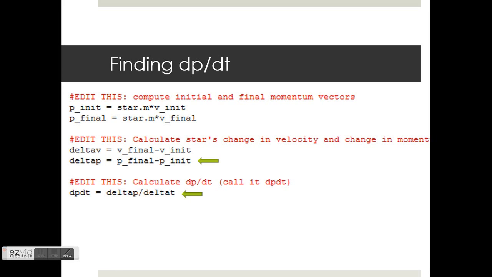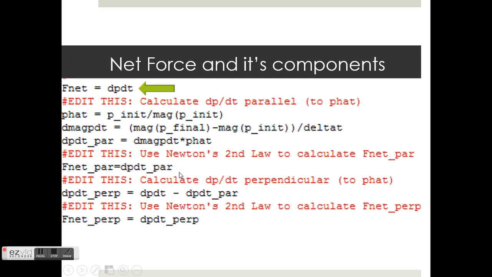The first part of the code, we are going to find delta P over delta T. To do this, we take the velocity initial and the velocity final and times it by the star's mass to give us momentum. Then we take the final momentum minus the initial momentum to get the change in momentum. Then to further get dp dt, we take the change in momentum over the change in time. Then we're going to get net force. Since we know that dp dt equals F net, we therefore have that. The rest of the code is finding F net perpendicular and F net parallel, which I will discuss later.